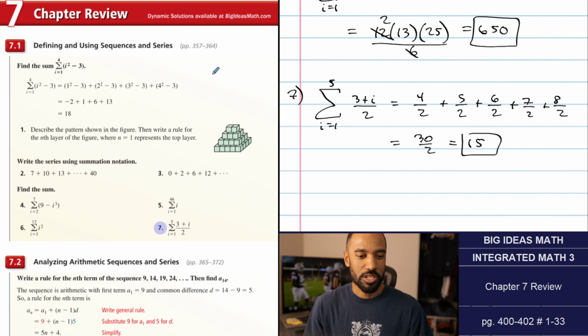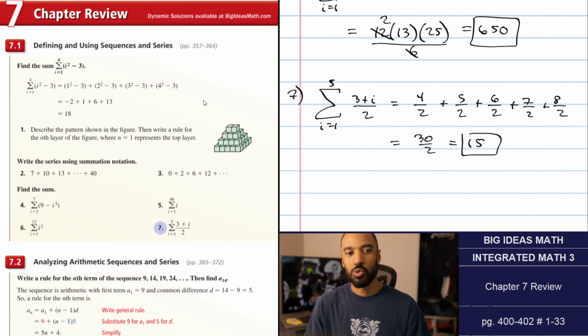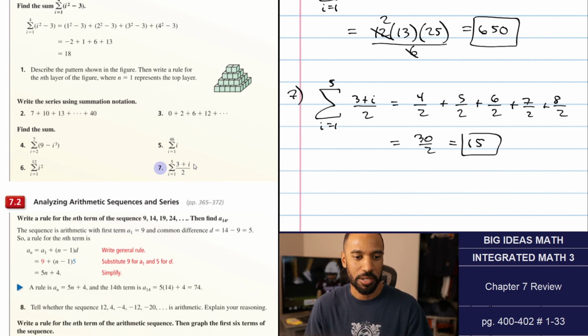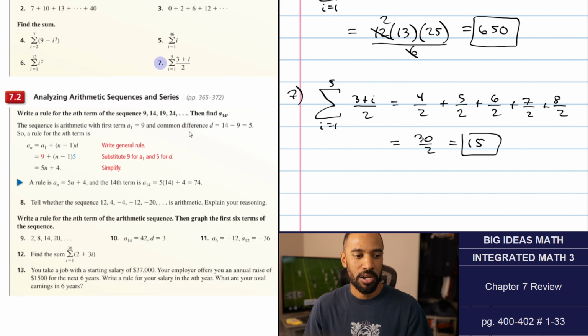Okay, that is the end of section 7.1, where this was any sort of special cases, including quadratics, and this kind of, well, I guess this isn't rational, but it had a fraction in it. A lot of different things that can happen there. 7.2 is focused specifically on arithmetic sequences and series. Now, before we start number 8, let's take a look at the example that they bring up.